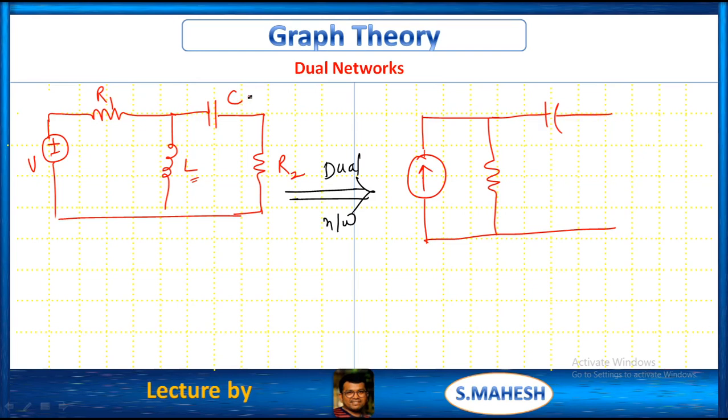Next, there we have a series connected capacitor. Now we have what? A parallelly connected inductor. There we have a series connected resistor. Now we have what? Parallelly connected. That's it. This is I. There we have V. Here we are having I. There we have R1. Now it is 1 by R1. It is C. This is L. This is 1 by R2. That's it. This is about the concept of duality.